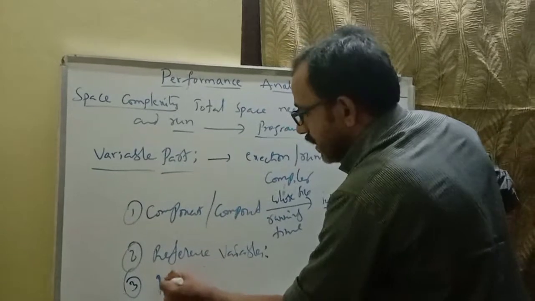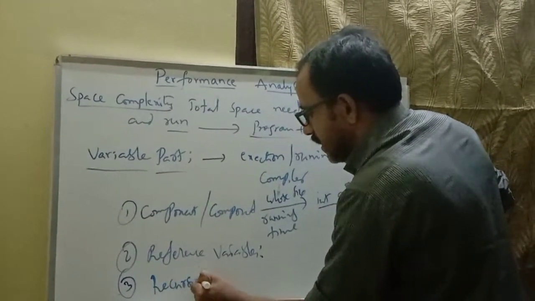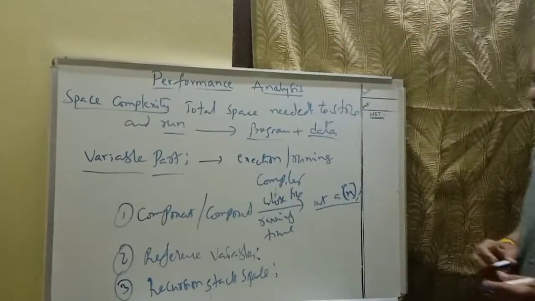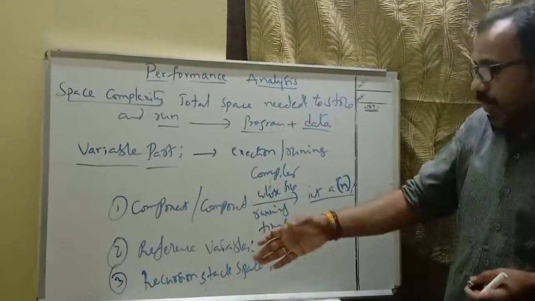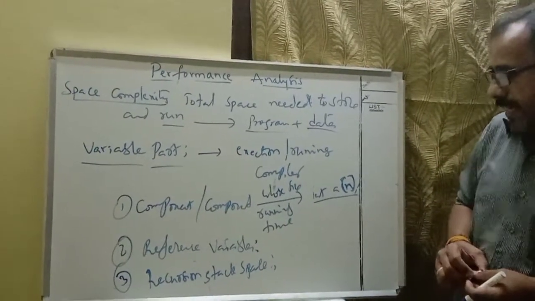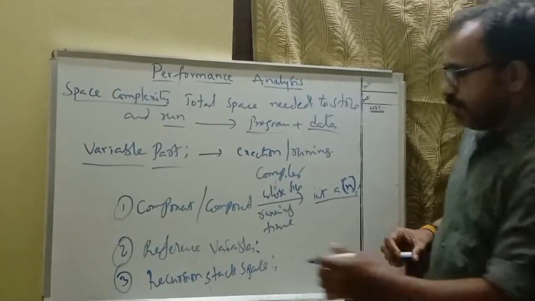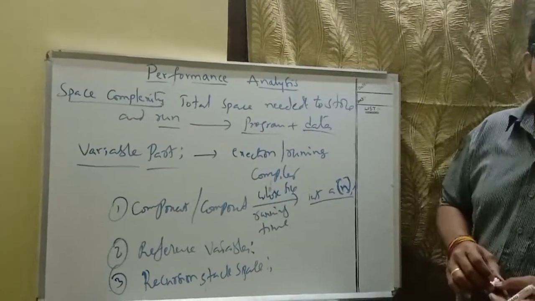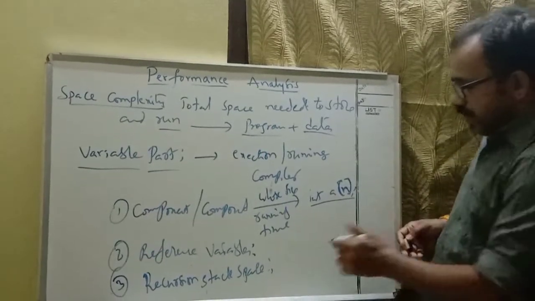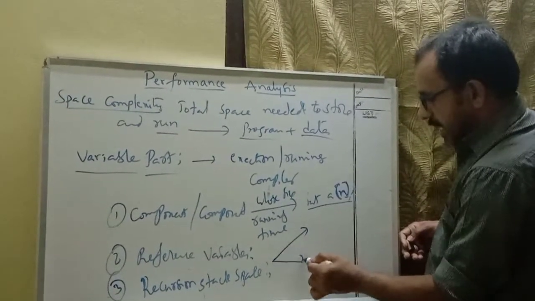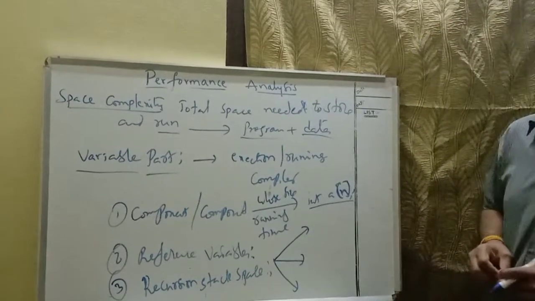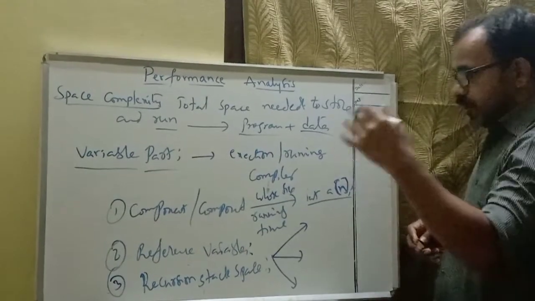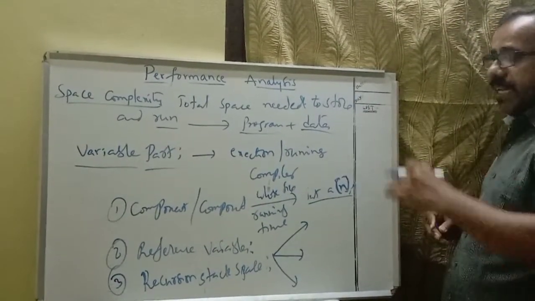And the third one is a very, very important one: recursion stack space. This recursion stack space also comes under the variable part, because we don't know how many times that particular recursive procedure is called. Generally, a recursive procedure uses a stack as a data structure for performing operations. But recursion stack space depends on three important parameters. I will show you in examples. How can we recognize those three parameters?